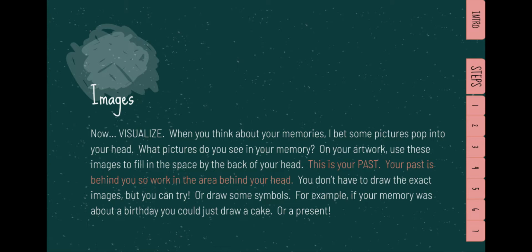Try to draw some images that go with your memories. You don't have to draw exactly what happened. You can try that if you want to, but you can also try to reduce it down to symbols. So, for example, if you have a special memory of a birthday party, you could just draw a cake or maybe draw a present that you got or something that made you happy about that. So, it doesn't have to be the whole scene, it can be just something that helps you recall that memory.